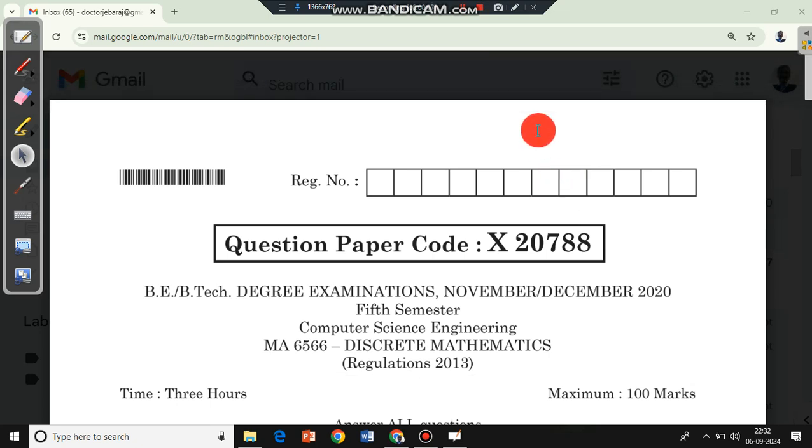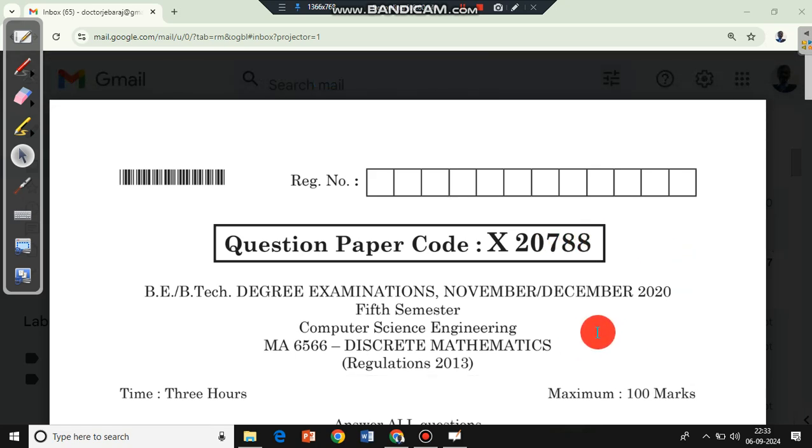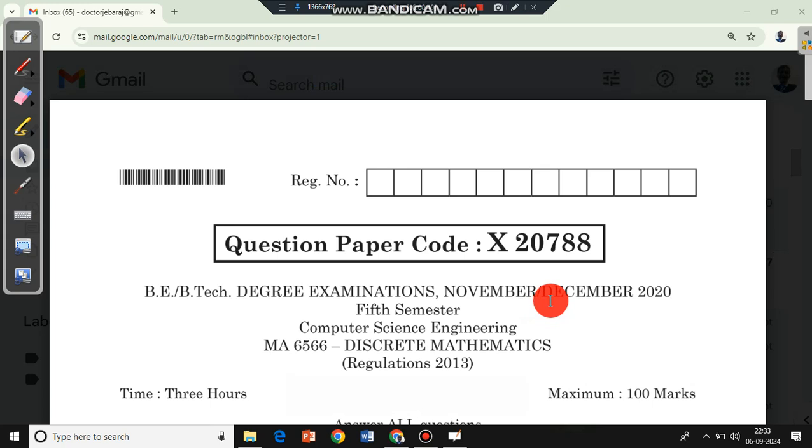We are dealing with unit number 3 at present in the class. So I have taken some questions from the university questions belonging to unit number 3, graph theory. Unit number 3 is graph theory. So this is one of the university questions which appeared in November 2020. This question comes from Anna University.